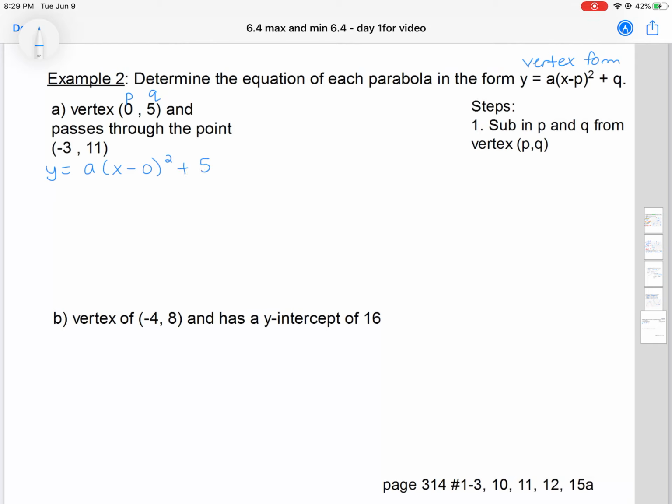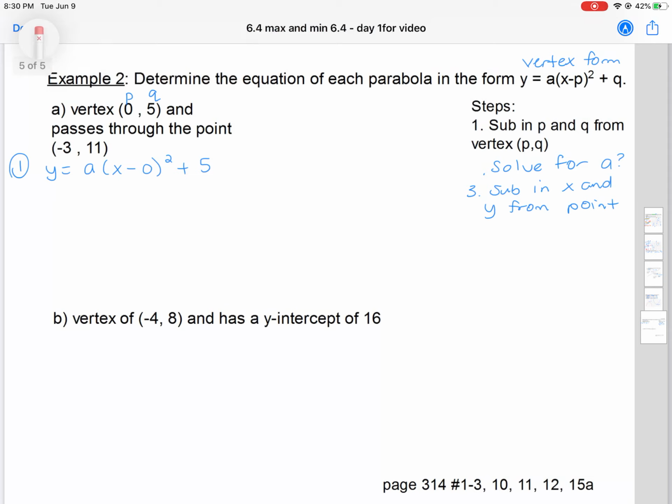Even though 0 doesn't change it, I'm just going to leave it in there for now, okay? So sub in P and Q from the vertex, and then, so that's step number 1. Then we're going to, basically we need to solve for A. But we still have this y and x, right? We have too many. So how can we solve for A? So then sub in x and y from the point.